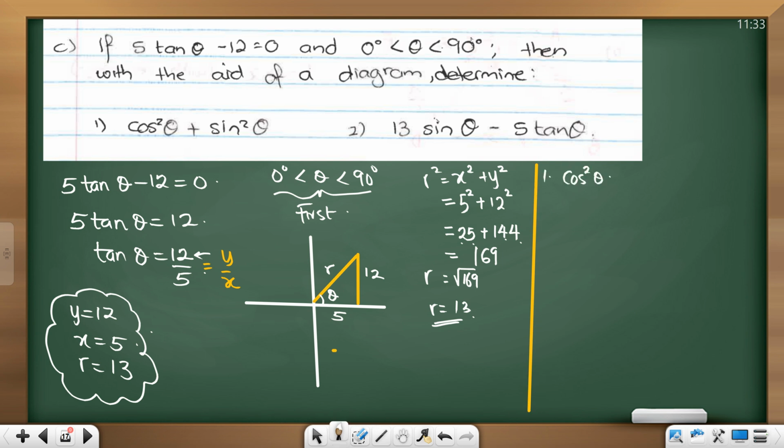Cos squared theta plus sine squared theta. So we don't go all around, let me just write this. What is sine theta? Y over r. Make sure you know this. Cos theta is x over r, because of my x. And tan theta is y over x. So you must rewrite this until you master it.